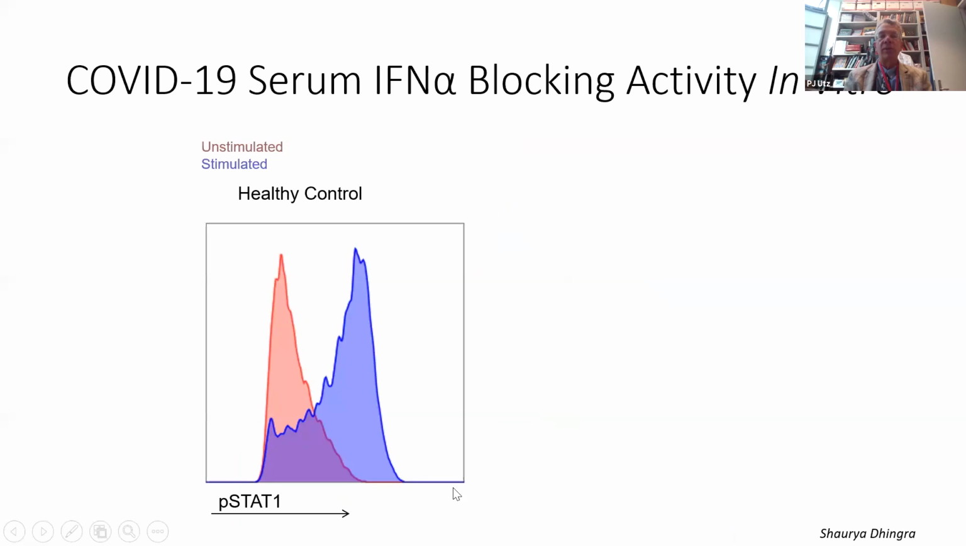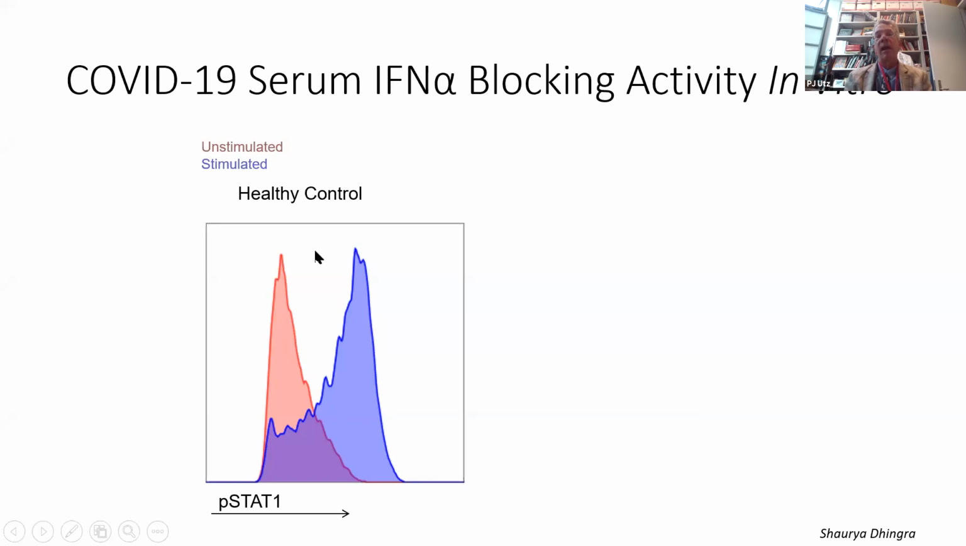What we've shown, this is work from Sharia Dhingra in our lab, is that if you do flow cytometry and stimulate peripheral blood cells from a healthy individual with interferon and measure 30 minutes later, looking at phospho-STAT1, the cells go from this to this. So they can clearly signal very well.